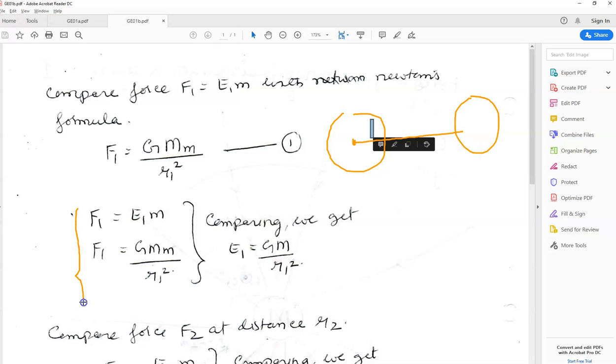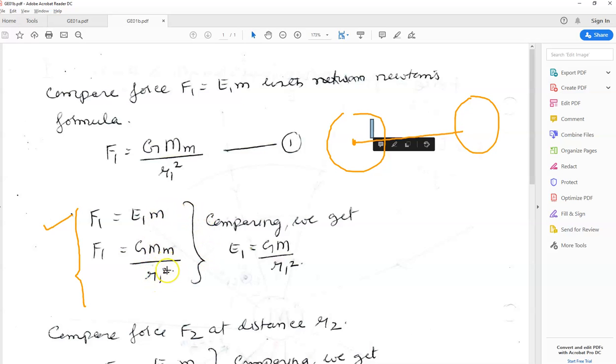Now we are going to compare these two. The first equation says the force acting on the mass m is E1 times m, and this Newton equation says the force acting on the mass m is GMm by r1 squared. So these two forces must be the same. This is just two ways of writing the force acting on the mass m at a distance of r1.